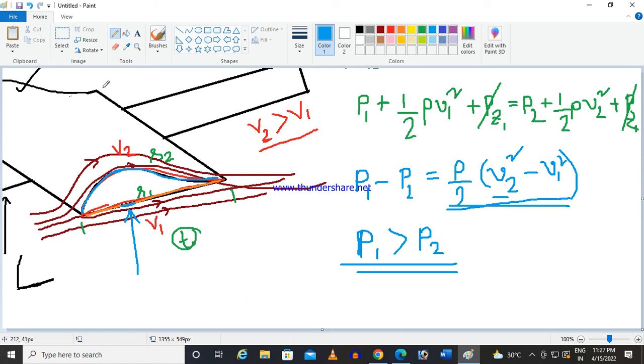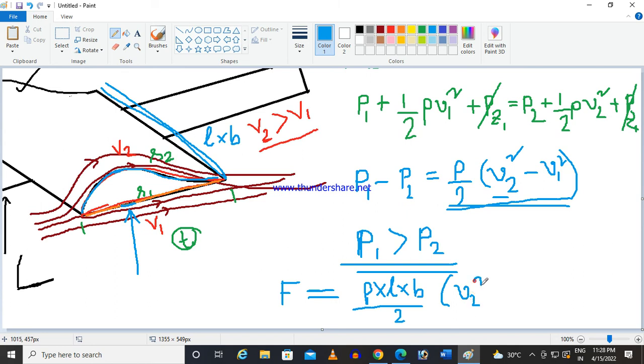Now if the length of the wing is L and the width of the wing is B, then the cross sectional area is this one, and the total upward lift is equal to rho into L into B by 2 into V2 square minus V1 square.